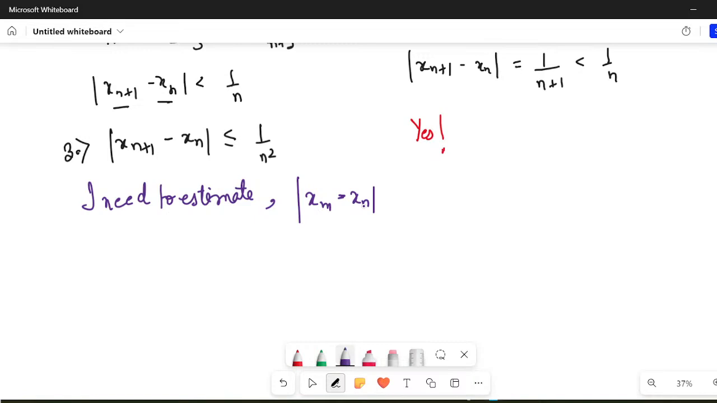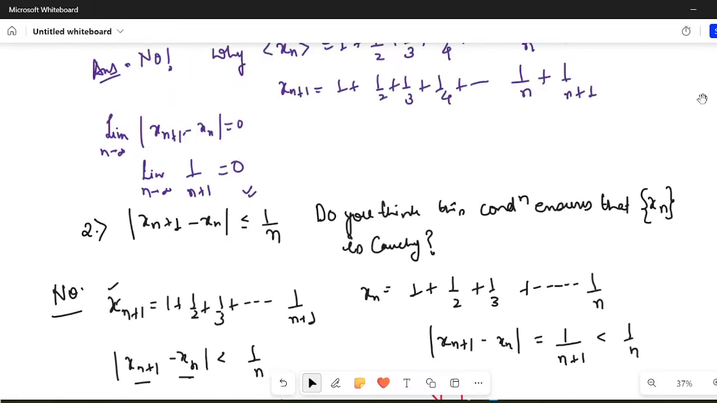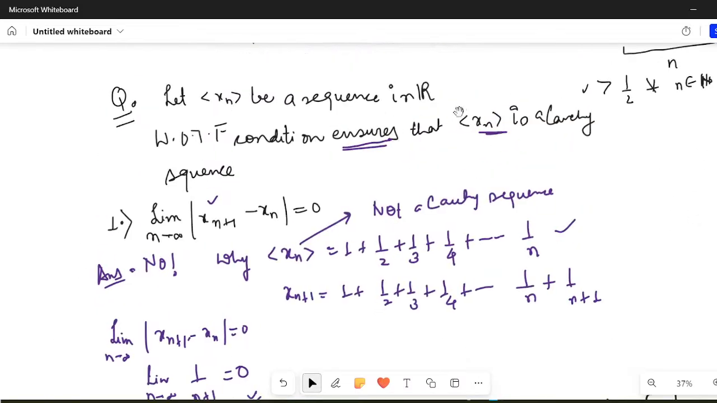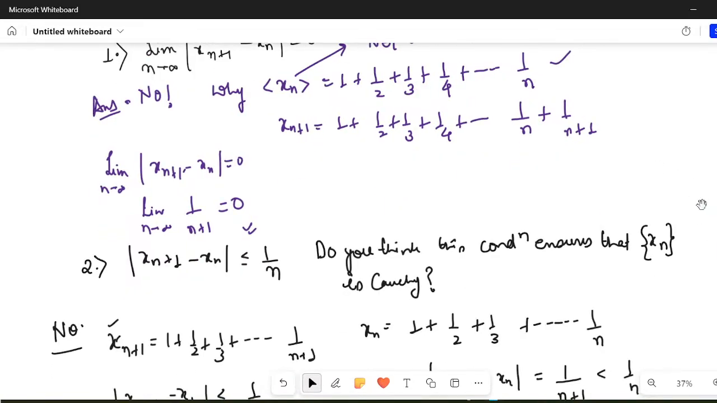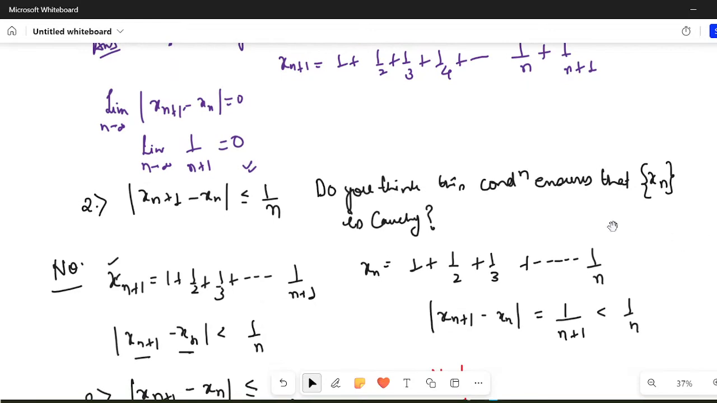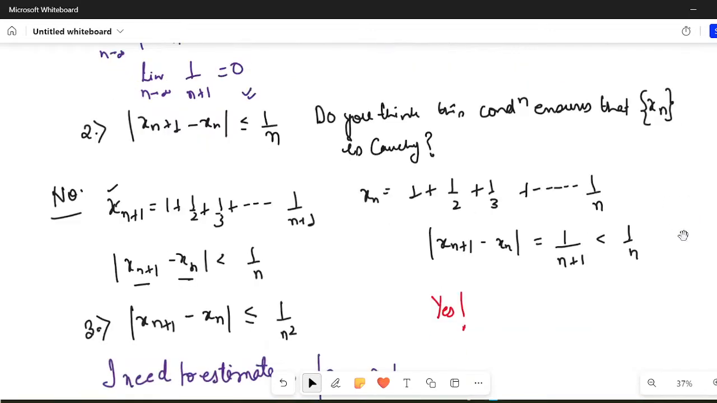So please pay heed to this. This is an important question for your exam. If xn is a sequence in R, which of the following conditions ensures that xn is a Cauchy sequence? The first condition is violated by using this example. If the limit as n tends to infinity of mod of xn plus 1 minus xn is equal to 0, it does not necessarily imply that xn must be Cauchy. I have taken this counterexample. If mod of xn plus 1 minus xn is less than or equal to 1 upon n, does this condition ensure that xn is Cauchy? No, because again take the counterexample xn equal to summation 1 upon n, which I know is not a Cauchy sequence.